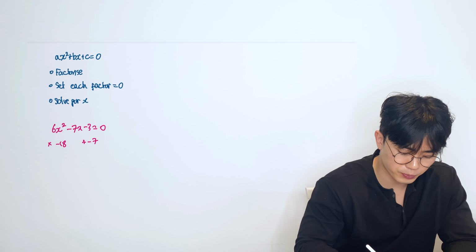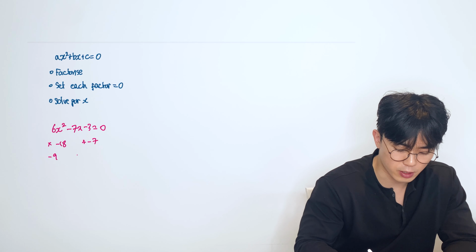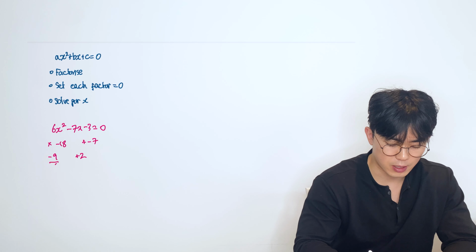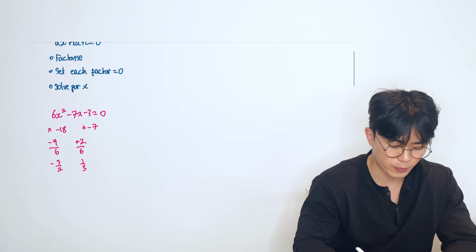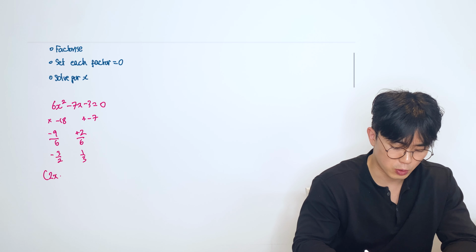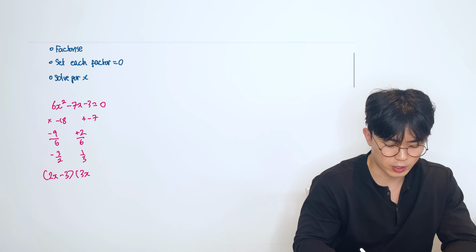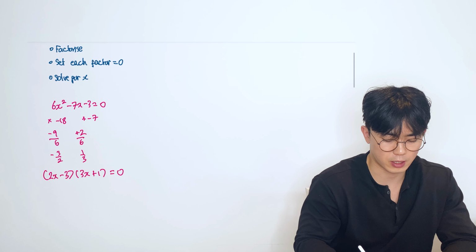Look for the values which multiply to minus 18 and sum up to minus 7. So we can do minus 9 plus 2. And I divide by 6 for each one. So I get minus 3 over 2 and 1 over 3. So I can rewrite it as 2x minus 3 and 3x plus 1, like this, is equal to 0.